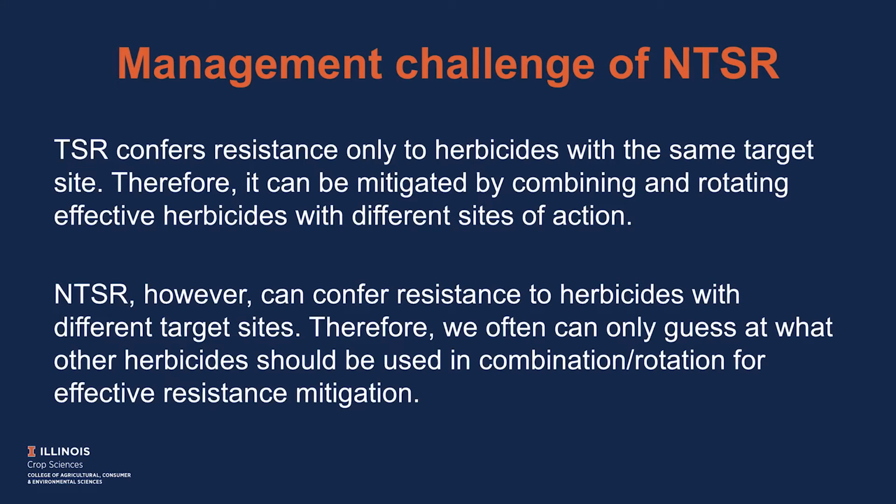For example, metabolic resistance. If that enzyme is metabolizing the herbicide, it doesn't care what the target site of that herbicide is. It just cares whether there's a particular chemical handle or chemical group on that herbicide molecule that the enzyme can attack. Therefore, we really can't tell you how to rotate herbicides or how to mix herbicides effectively for non-target site resistance, because we don't know what mechanisms are conferring resistance necessarily to which herbicides or which range of herbicides.